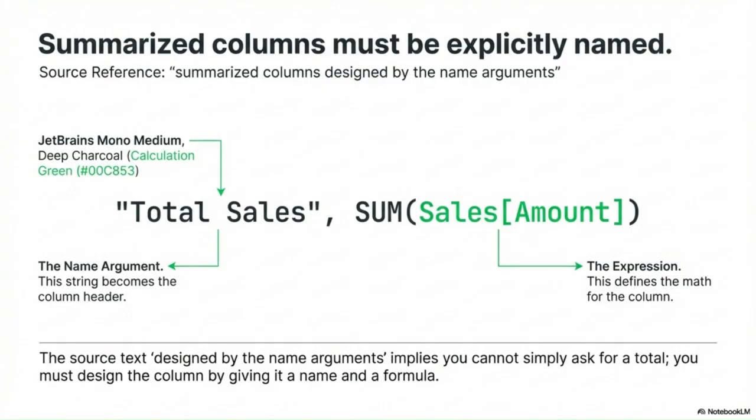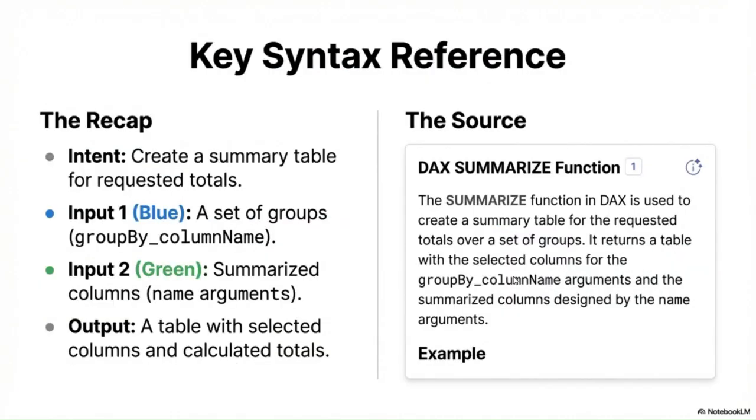When using summarize, calculated columns must be explicitly named. For example, Total Sales, sum of sales amount. This ensures clarity and makes the output table easy to understand and reuse in further calculations. Let's summarize the syntax. First, specify the source table, then list the grouping columns, then define the calculated columns using name and expression pairs. Summarize is best used when you need to group data for further analysis, calculations, or visualization.